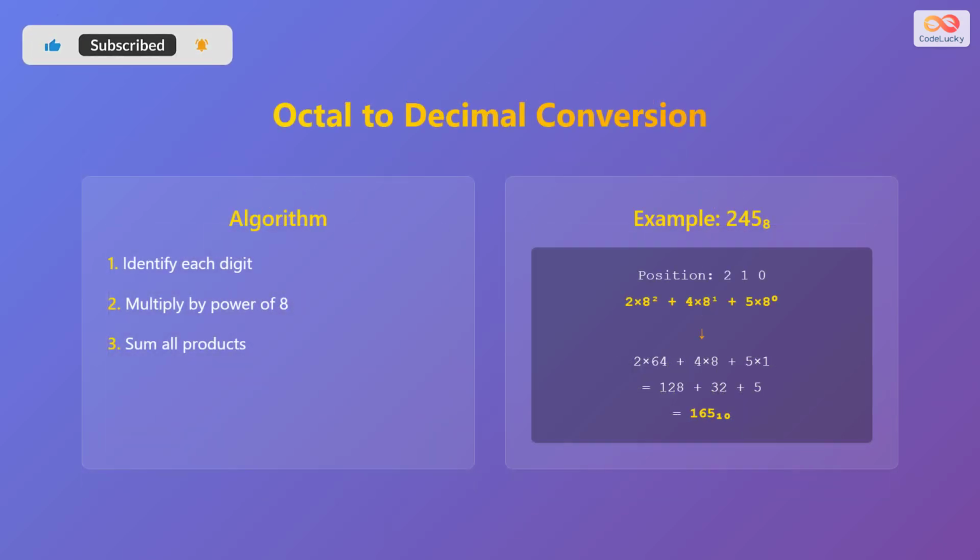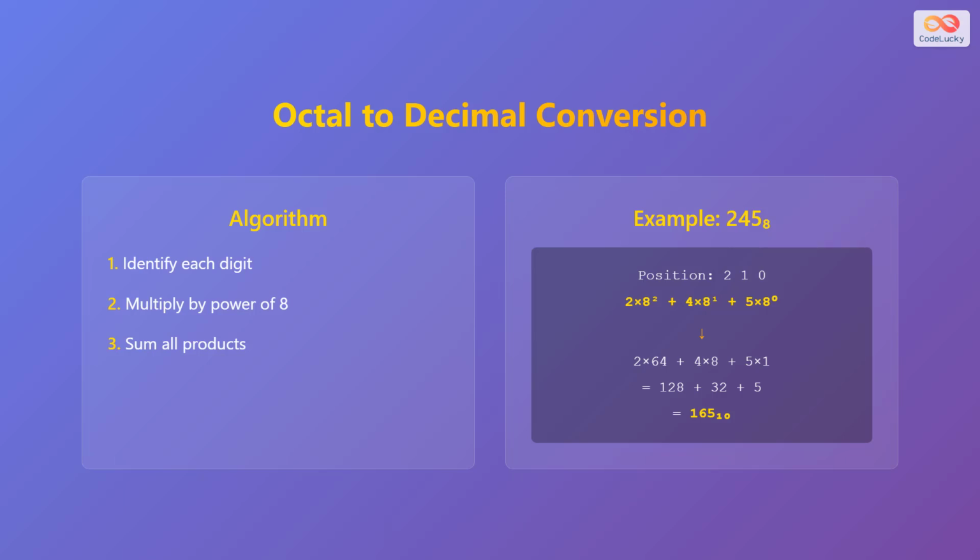To convert an octal number to decimal, we can follow these steps. First, identify each digit in the octal number. Second, multiply each digit by its corresponding power of 8, based on its position. Third, sum all the products obtained in the previous step to get the decimal equivalent.